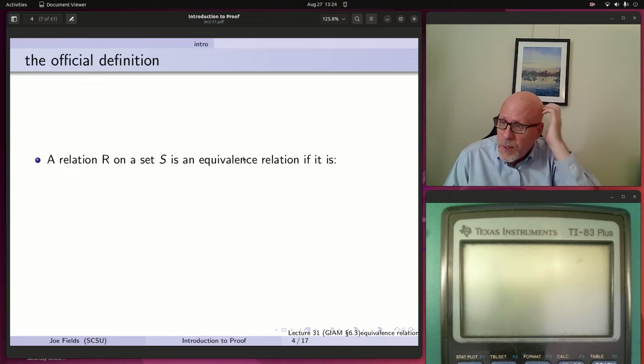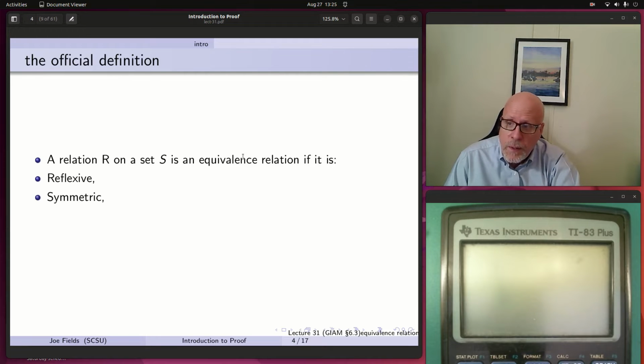So here's the official definition. We've seen it before, actually. A relation R on a set S. This is the homogeneous type of relation, right? Where we're working on a set, not going from one set to another. It's an equivalence relation if it is reflexive, symmetric, and transitive. Got to have all three of those properties.